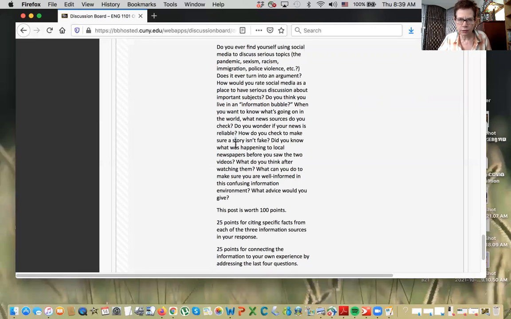Then it asks you, were you aware of what was happening with local newspapers before you watched the videos? Was anything surprising here to you? What advice would you give somebody who is having a difficult time trying to tell the difference between real information and fake information on the internet?